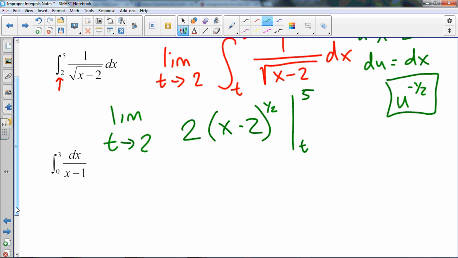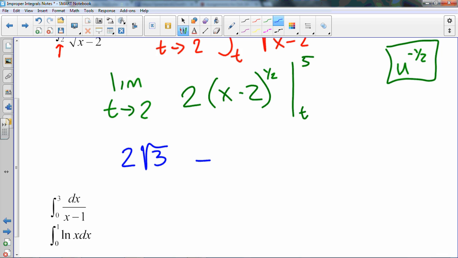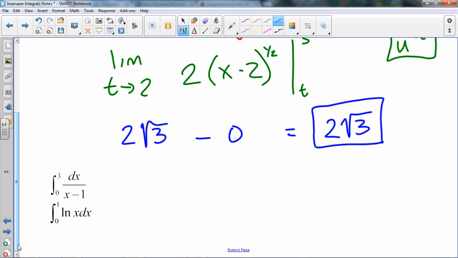So again, I wrote it as a limit, I actually integrated, and the last thing we do is evaluate. So to evaluate, we need to plug in our bounds. When we put the 5 in, we end up with 2 times the square root of 5 minus 2, which is 3, so 2 square root of 3. When we put the 2 in now, which we technically can plug in, we end up with 2 times 0, which is just 0. So our answer is 2 square root of 3. Same process: you wait to evaluate the limit at the end, but you just have to think of the problem as a limit problem.